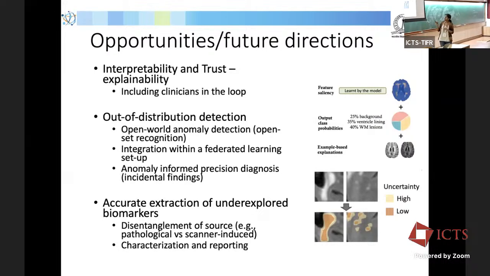So the next thing is out of distribution detection. So far, I was telling you that, okay, we are detecting stroke, we are detecting lesions. So I know what I'm going to detect, but that is not the case in real world scenario. There can be any kind of abnormality. So how can we make what we call targeted disease detection an open world problem?